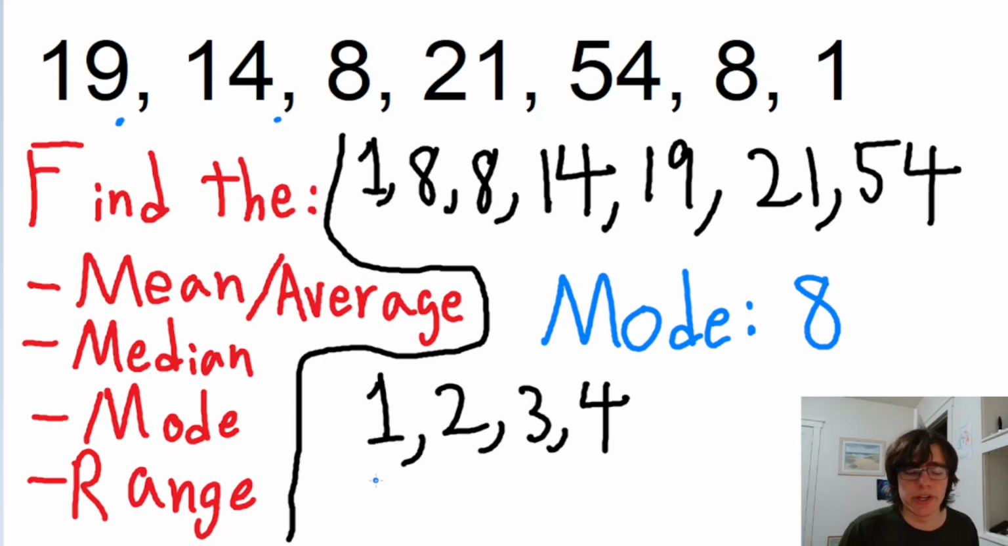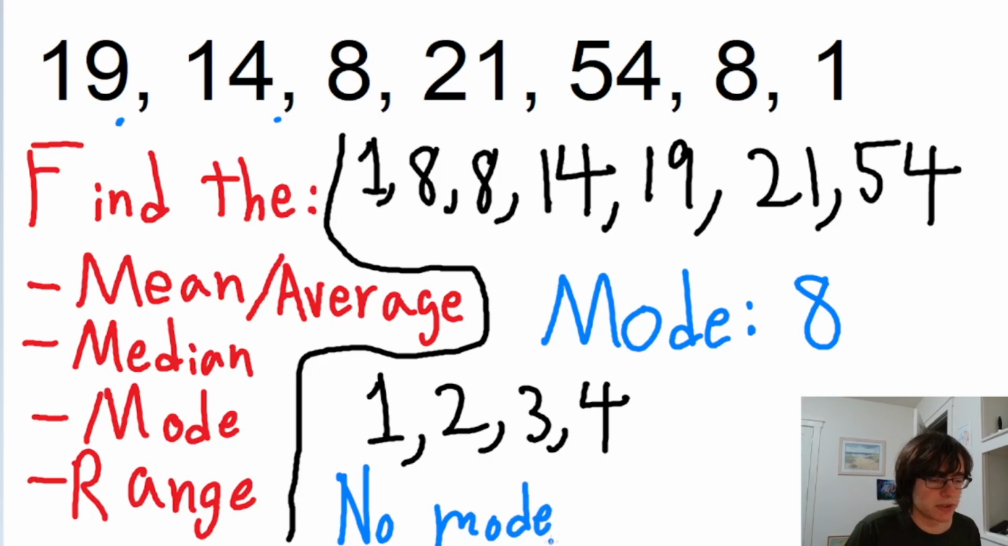But you might be wondering, what happens if every number appears only once? So in this example, there's 1, 11, 12, 13, and 14. Nothing appears more than the others. So in this case, we would say that there is no mode.